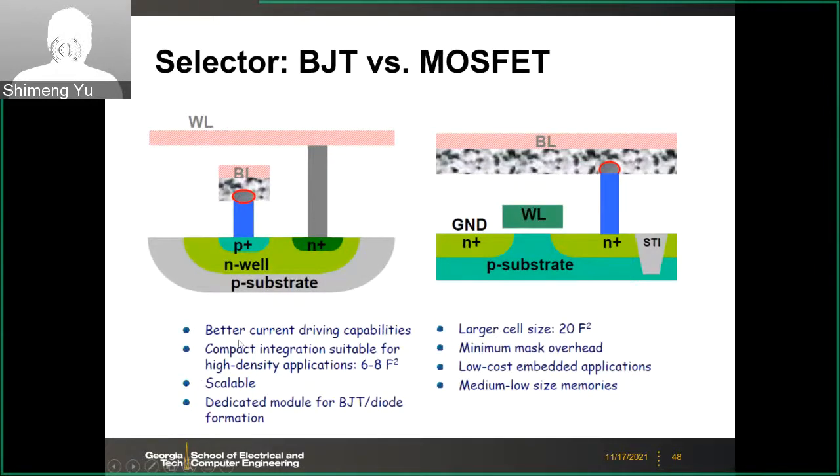So here, this is the summary, right? BJT versus MOSFET. So BJT, you have this PNP junction, the bipolar junction, and here better current drivability, so it may reach 6 to 8 F² if you use BJT. And then MOSFET, of course, has the larger cell size.